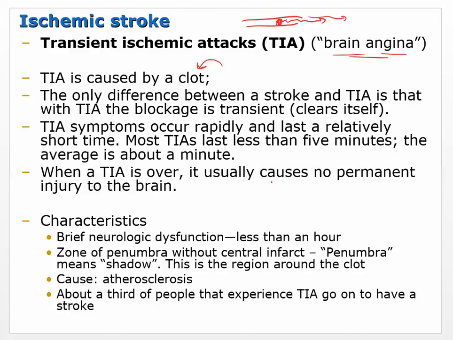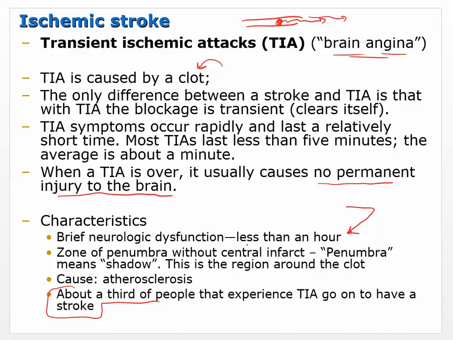When it's over, it usually causes no permanent injury. You usually can't even tell, looking at the brain, whether or not it's happened. Sometimes you can, but oftentimes you just can't even see that anything happened. The reason that we're concerned about them really is because people with a history of TIAs, or transient ischemic attacks, will go on to have a stroke, which is right here, about a third of those people. But we know that it happens because of it.